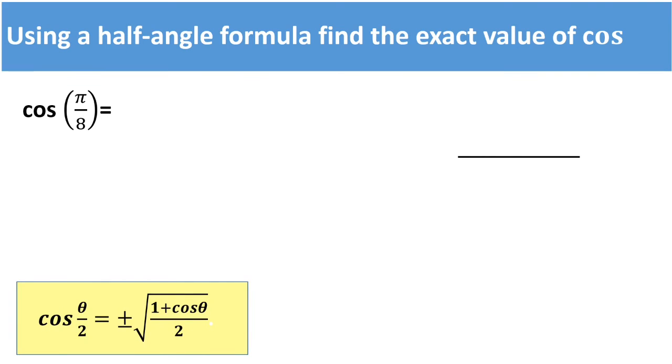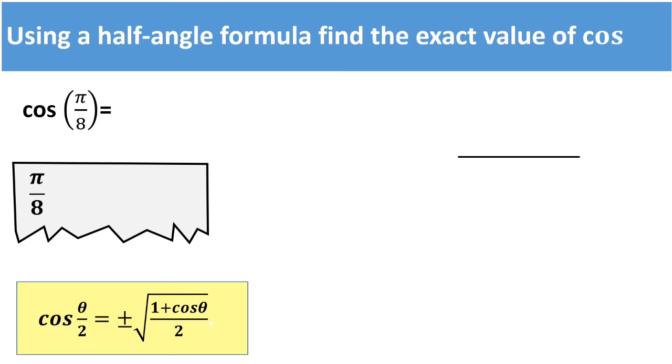We can make this problem easier by converting pi over 8 to degrees. Here's a little scratch work. Starting with pi over 8, to convert, we will multiply by 180 degrees over pi. The pi's will cancel, and 180 divided by 8 is 22.5 degrees. I will now replace pi over 8 with its equivalent, 22.5 degrees.